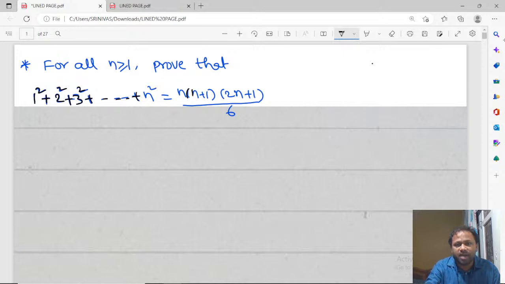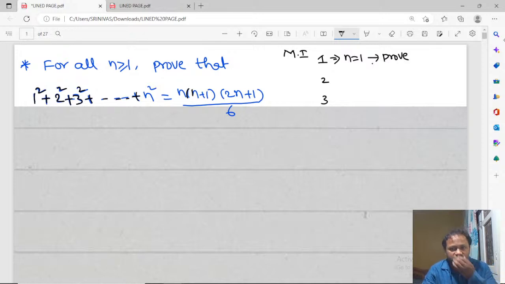By using mathematical induction. What is mathematical induction? We will have three steps. First, second, third. What is the first step? n is equal to 1. We have to prove the condition is true for n is equal to 1.